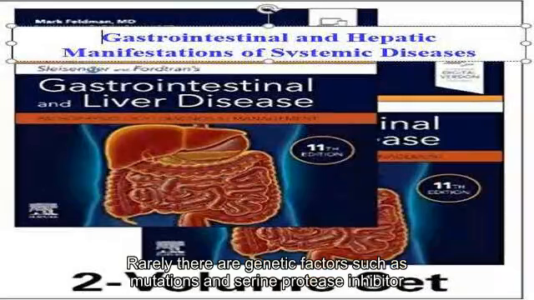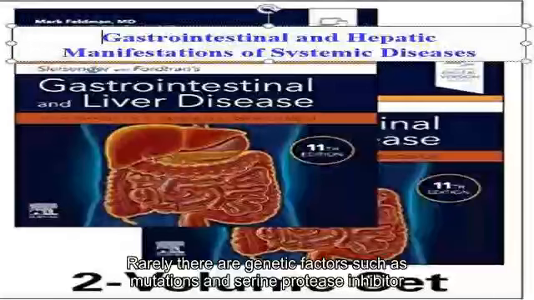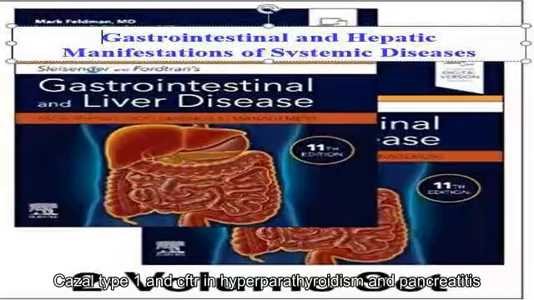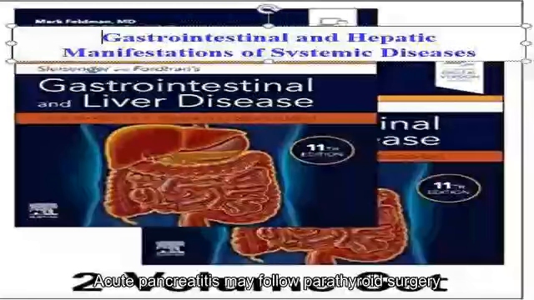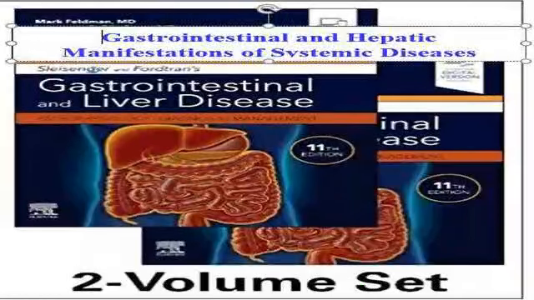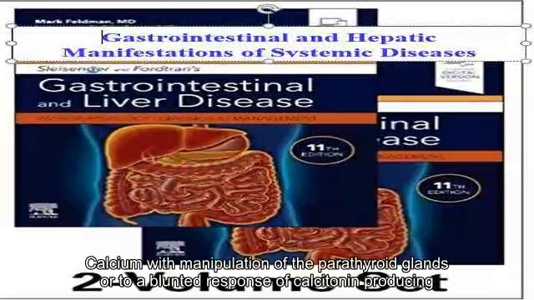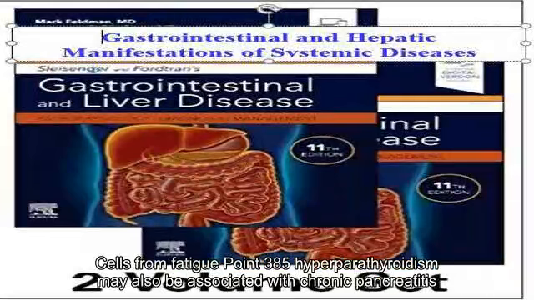Rarely there are genetic factors such as mutations in serine protease inhibitor Kazal type 1 and CFTR in hyperparathyroidism and pancreatitis. Once a diagnosis of hyperparathyroid-induced acute pancreatitis is established, a parathyroidectomy should be performed. Acute pancreatitis may follow parathyroid surgery, perhaps because of acute rises in calcium with manipulation of the parathyroid glands or to a blunted response of calcitonin-producing cells from fatigue. Hyperparathyroidism may also be associated with chronic pancreatitis.